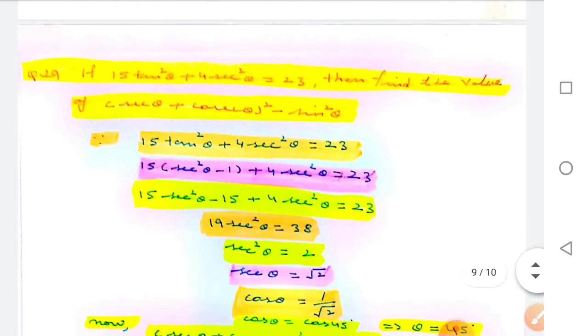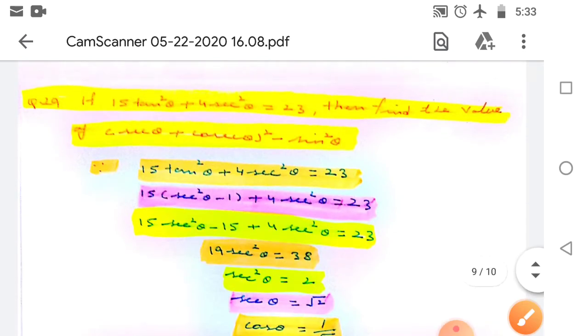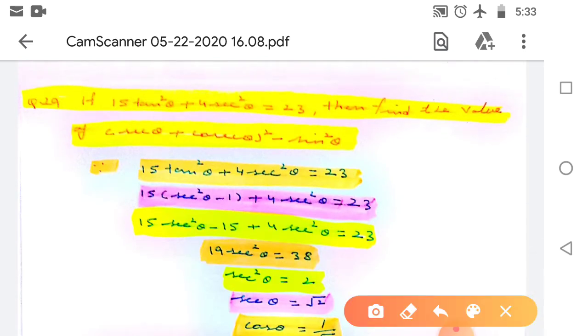Now come to question number 29. It's a good question. The question is, if 15 tan square theta plus 4 sec square theta is equal to 23, then find the value of sec theta plus cosec theta whole square minus sin square theta. So what you have to do, the given is 15 tan square theta plus 4 sec square theta is equal to 23. Now again in this question, see whether we are able to apply some identity directly or not.